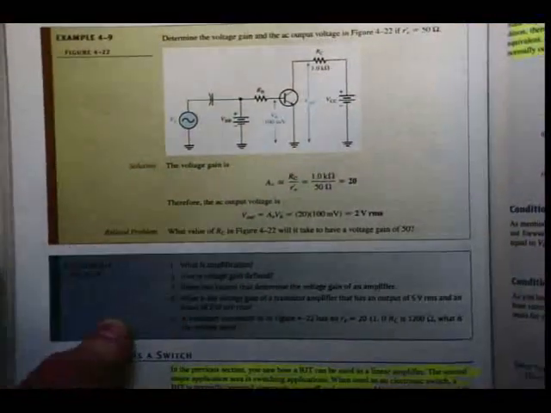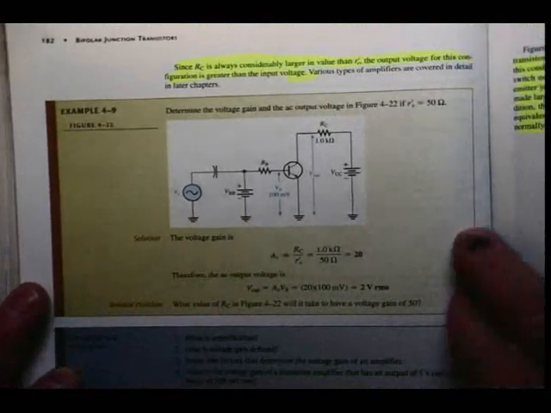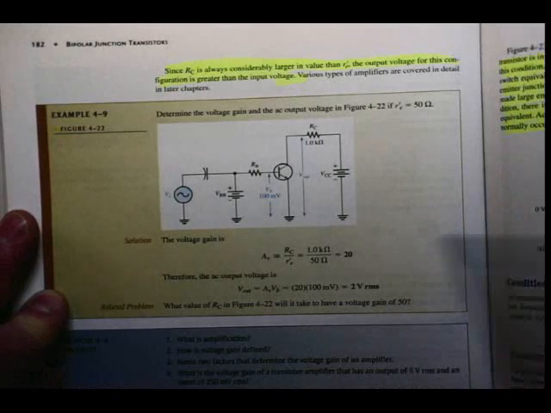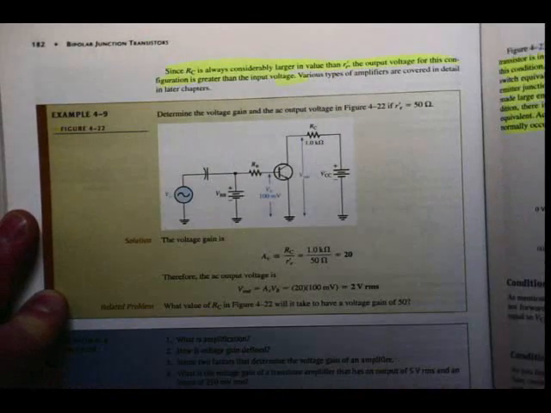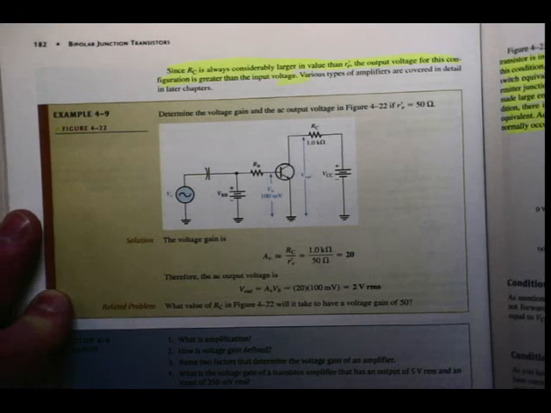As I said earlier, we're already in the next chapter going to do all the biasing circuits to be able to do amplification and so forth. Just take note of that as well. Since RC, the resistor on the collector, is much larger than the value of r'e, the output voltage for this configuration is greater than the input voltage. So I can see that the amplifier does amplify now.